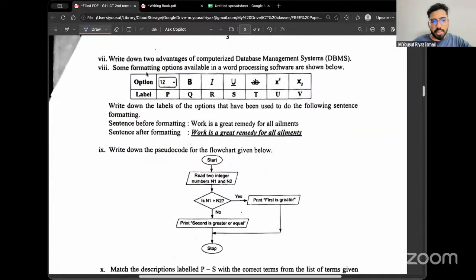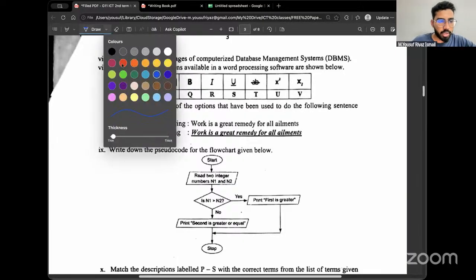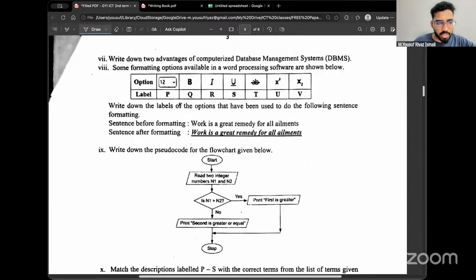Next, Roman number 8. Some formatting options available in word processing software are shown below. Write down the options that have been used with the following sentence formatting. Okay. So first, let's identify the tools given here. The tool P is referring to the font size, that's the size of the letters basically. And the tool Q is representing the bold tool that's used to darken text.